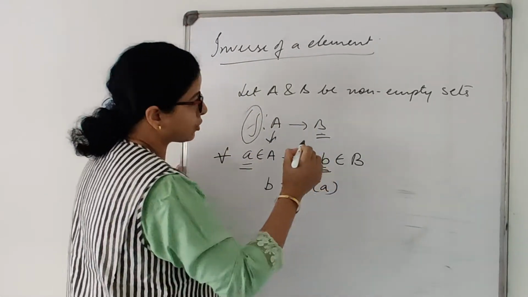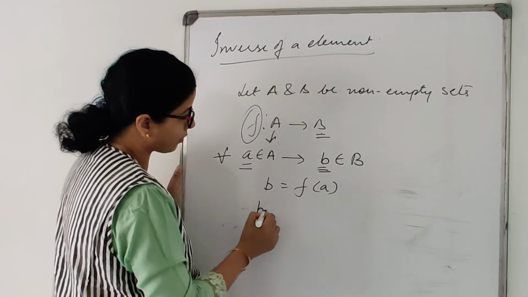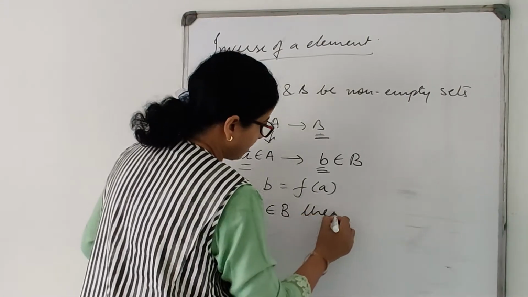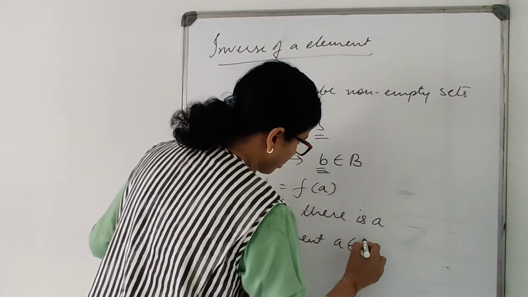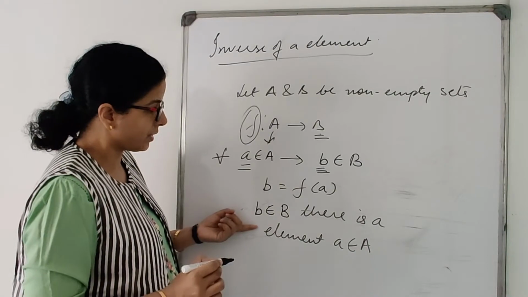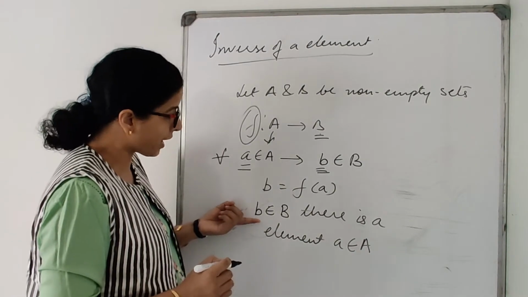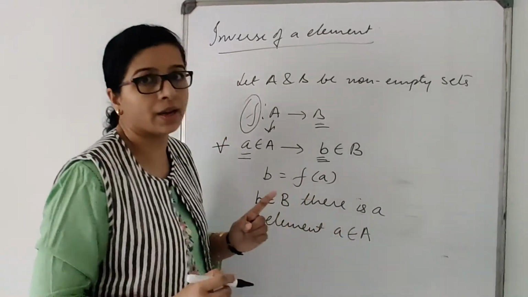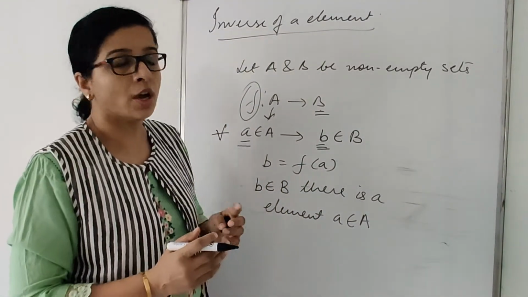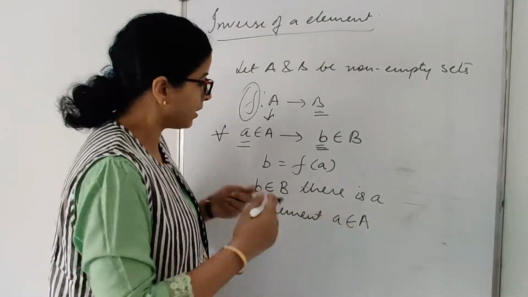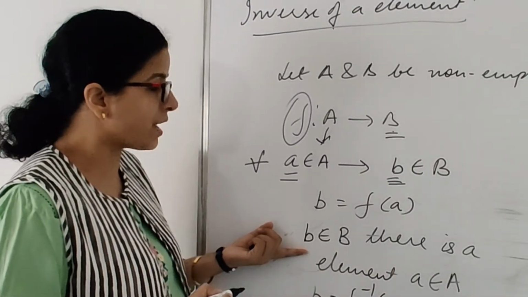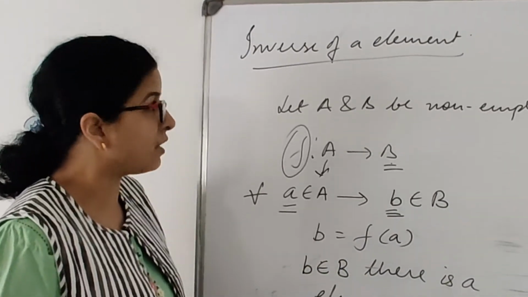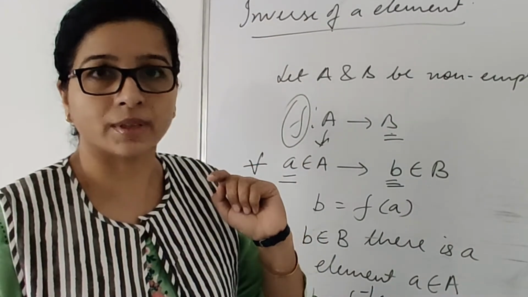If we want to talk about b, we write for b belongs to capital B, there is an element a belongs to capital A. So we can say for every b in capital B, we have a pre-image in capital A, or we have an inverse of b in A. So the element which is there for every b in capital B in A is nothing but the inverse of an element. Is that clear?